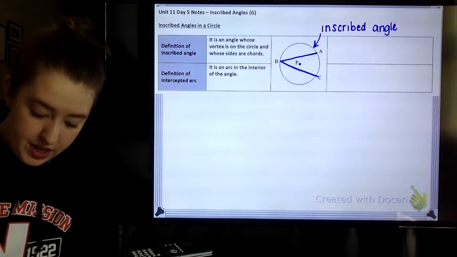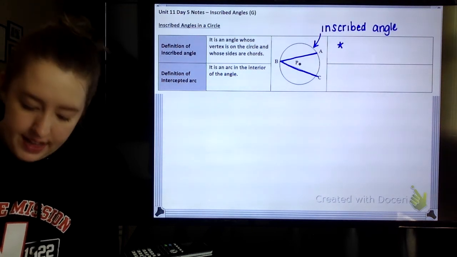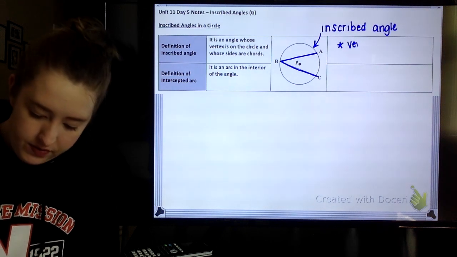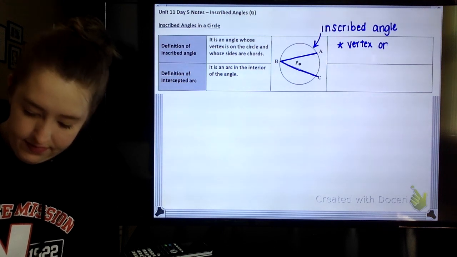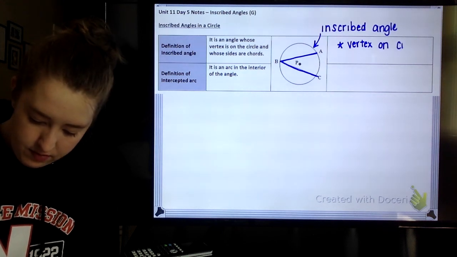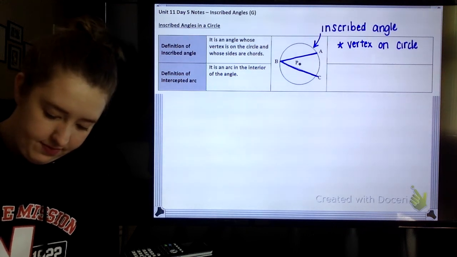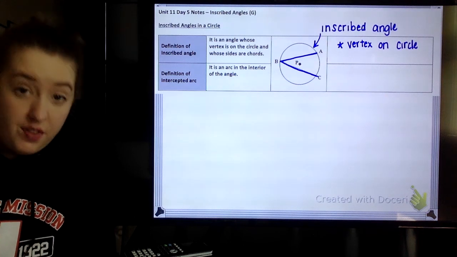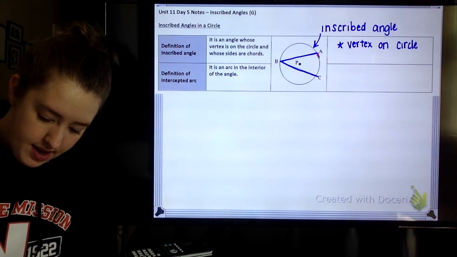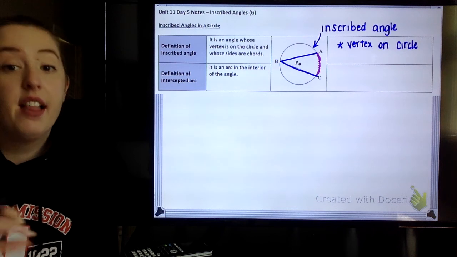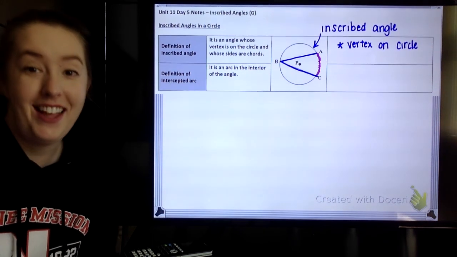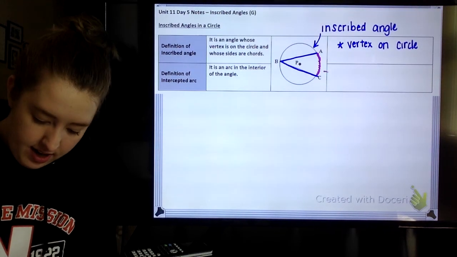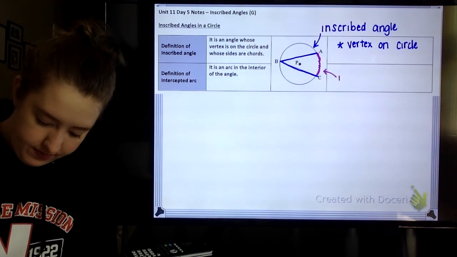The important thing to know about this is that the vertex is on the circle. Then if you notice right here, it's cutting off that little piece of arc, right? It's the piece that's the interior of the angle. That is called my intercepted arc.